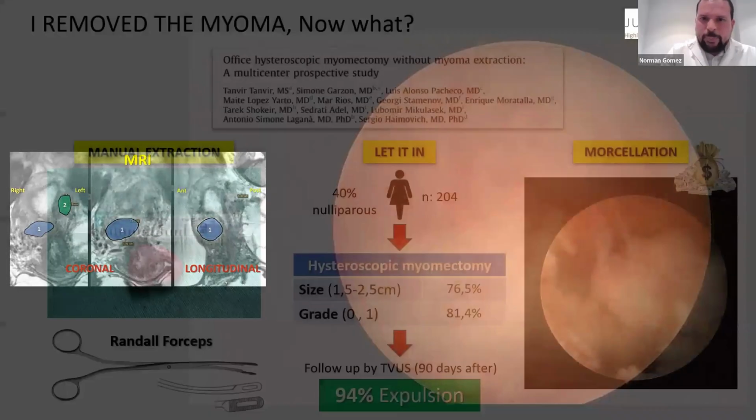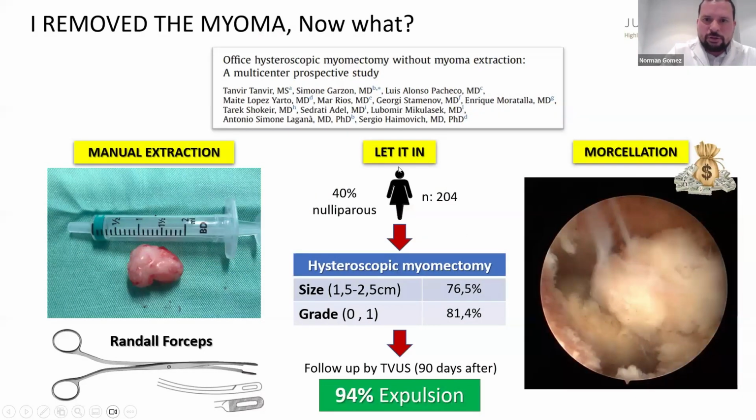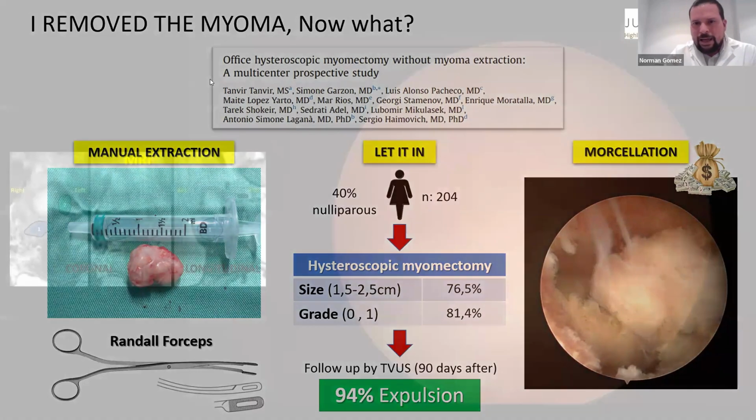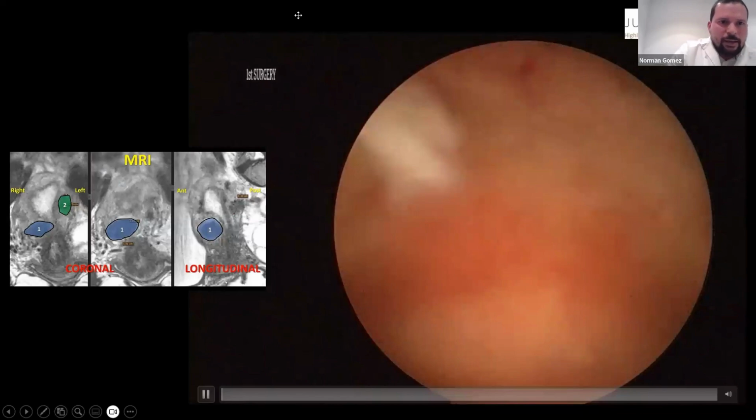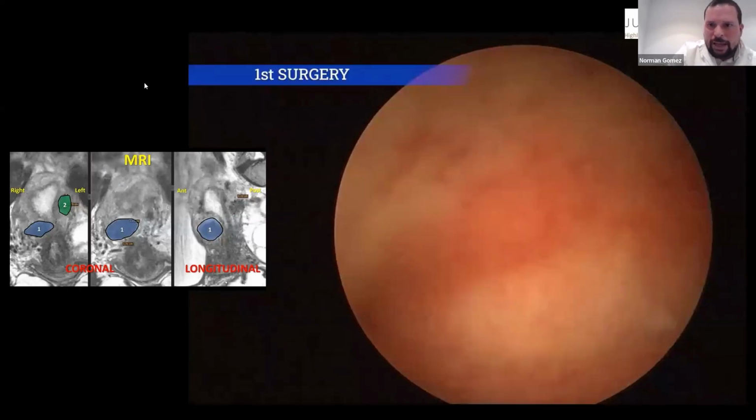So I personally don't let the myomas stay inside the uterine cavity. I try to remove all the tissue because I have the experience, as you can see. I don't know if we have time, but I can share with you one case that I did.